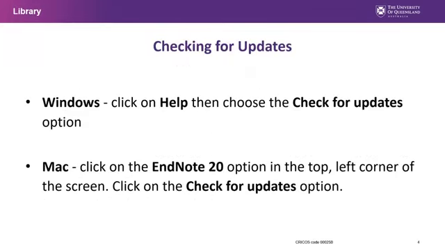You are able to check for EndNote 20 updates from within EndNote. In Windows, if you go into the Help menu, you can access the Check for Updates option there. In a Mac, it's under the EndNote 20 option in the top left-hand corner of the screen. Our session is looking at EndNote in the Windows version, but we will be pointing out where there are differences on the Mac.